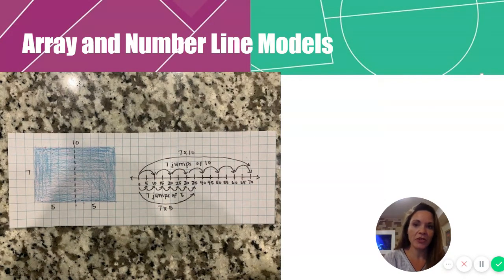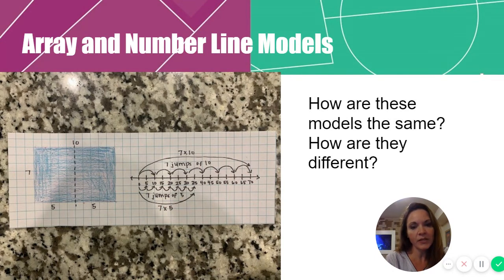Here I have a picture of an array and a number line modeling the same fact, modeling both 7 times 10 and modeling 7 times 5. I want you to pause the video for a minute and think about the questions that I noted. How are these models the same, and how are they different? Go ahead and pause and come back once you've discussed that.